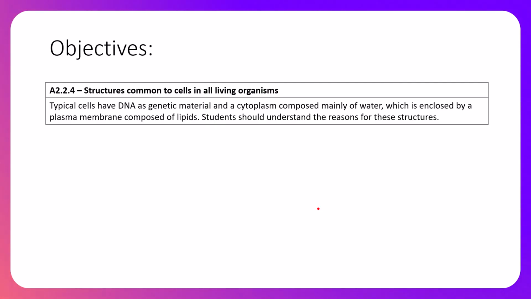Hey guys, Mr. P. In this video, we're going to talk specifically about Objective A224, which is structures common to cells in all living organisms. Within the video, we're going to focus on DNA as the genetic material, the fact that cells have a cell membrane composed of lipids, and that cytoplasm is composed mainly of water. Also, we are going to focus on the reasons for the structures enclosed within all cells.